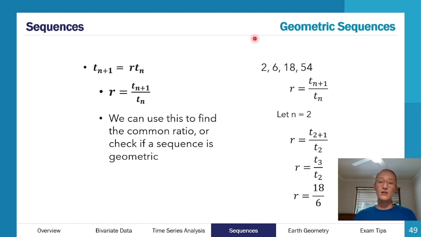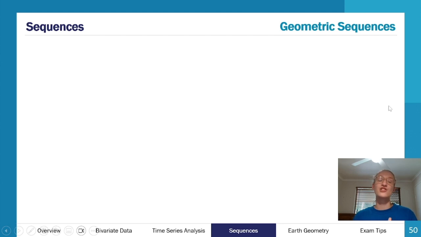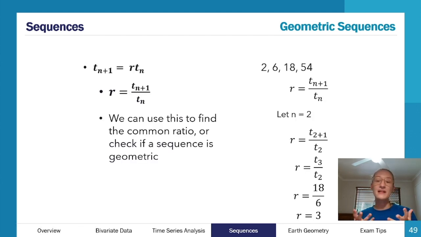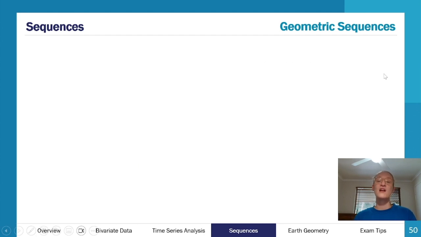And term 3, 1, 2, 3, term 3 divided by term 2 is 18 divided by 6, which gives us 3. So that's our common ratio. And then to properly check if it's geometric, we could check that the gap between these two is also consistent. And then that'll show us if we are following a consistent pattern or rule.